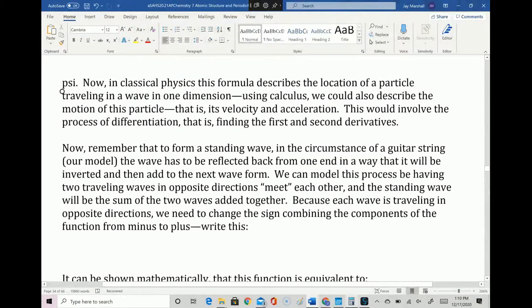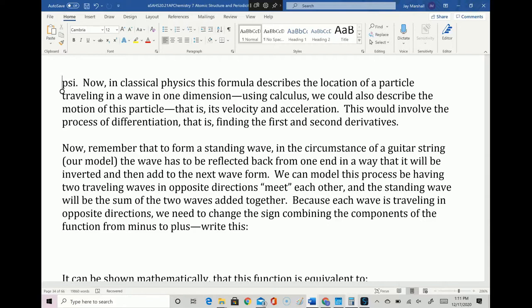Now, in classical physics, this formula describes the location of a particle traveling in a wave in one dimension. Using calculus, we could also describe the motion of this particle. We could describe its velocity and acceleration. And this would involve the process of differentiation, right? The velocity is the first derivative of the position function. The acceleration is the second derivative of the position function. And those of you in calculus have now gotten to the point where you understand what that means.